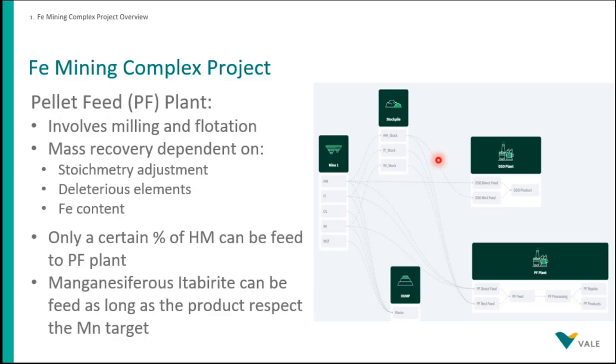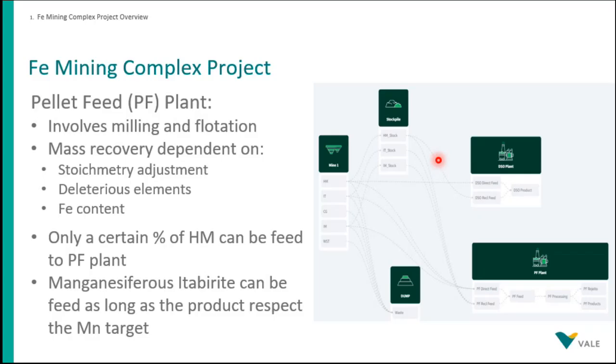And for the pellet feed plant, this involved milling and flotation. So there was a certain mass recovery associated with that, dependent on the different deleterious elements. This was a very nonlinear recovery curve, which was a function of several deleterious elements and also the iron content. And there were two types of products that this facility could produce. One was a direct reduction pellet feed and a blast furnace pellet feed, with slightly different prices. The direct reduction ore would have a premium associated with it.